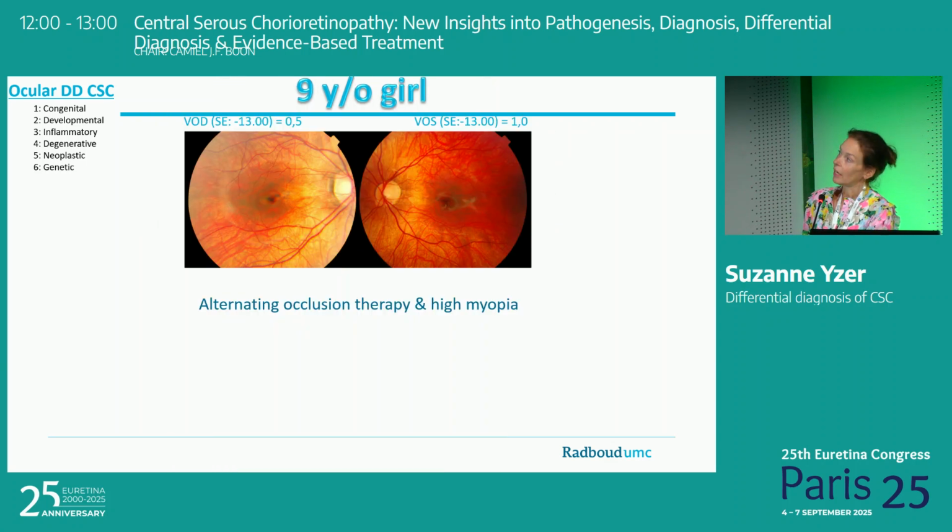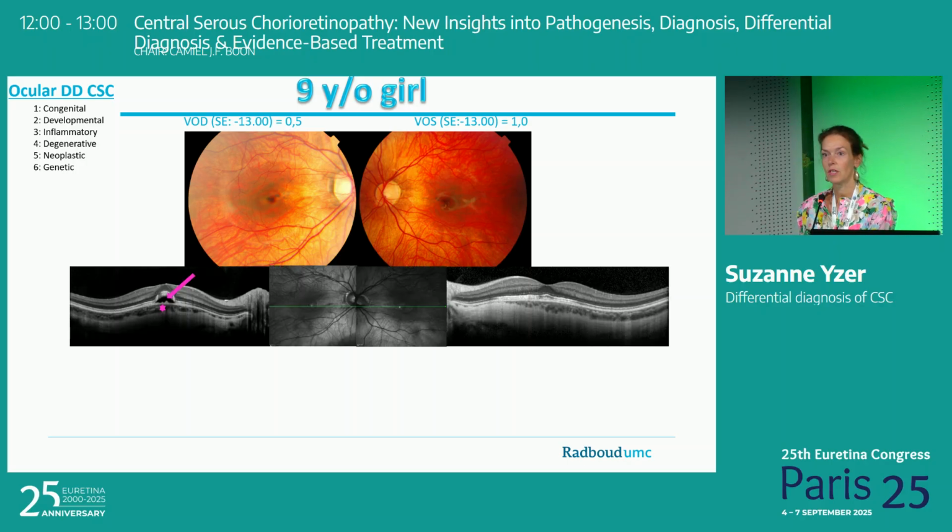The next case is a 9-year-old girl who was treated with occlusion therapy because her visual acuity stayed behind. First she had alternating occlusion treatment, in her right eye, then her left eye, so that's kind of strange already. Here are the fundi, and at one point an OCT was made and subretinal fluid in the right eye was seen.